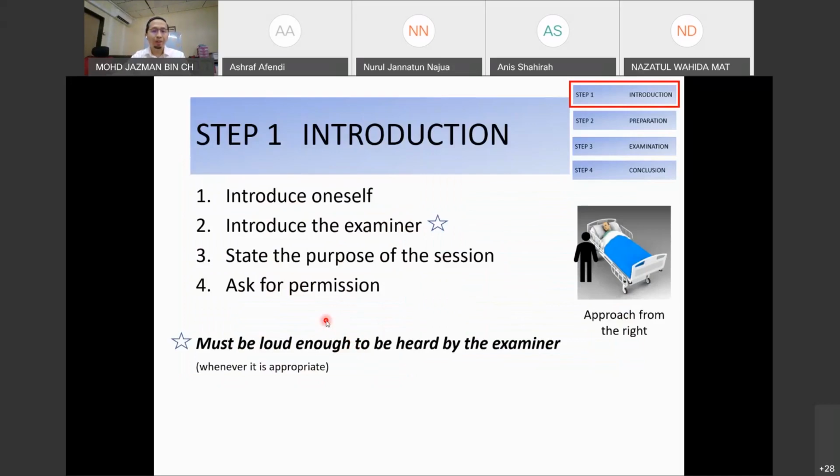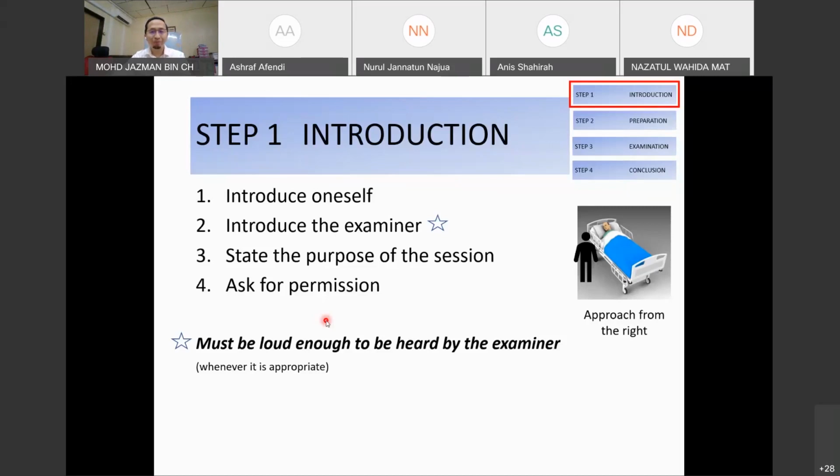I need to emphasize to everyone that your voice should be loud enough to be heard by the examiner. Because in the exam, if you talk so slowly that the examiner couldn't hear you, they might think you are asking answers from the patient. Okay, so be loud enough, but not too loud to startle everyone in the room.